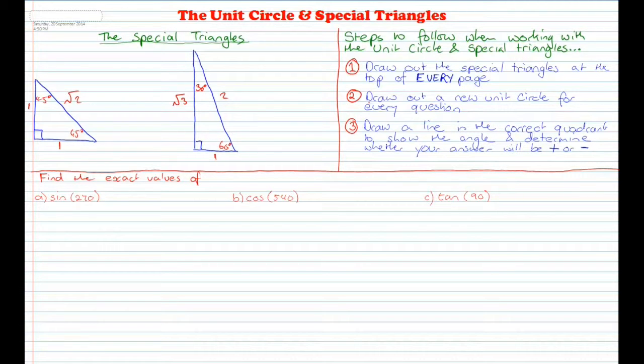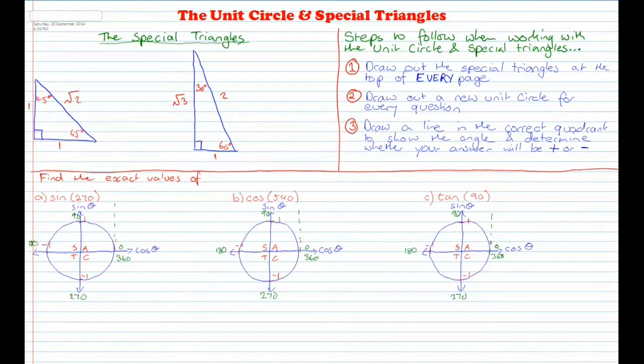So let's go through and I'll show you what I mean by that. Alright, so it says find the exact values of sine of 270 degrees, cos of 540 degrees, and tan of 90 degrees. So before I even do that, what I'm going to do is go through and draw out my unit circle for each example. Excellent.